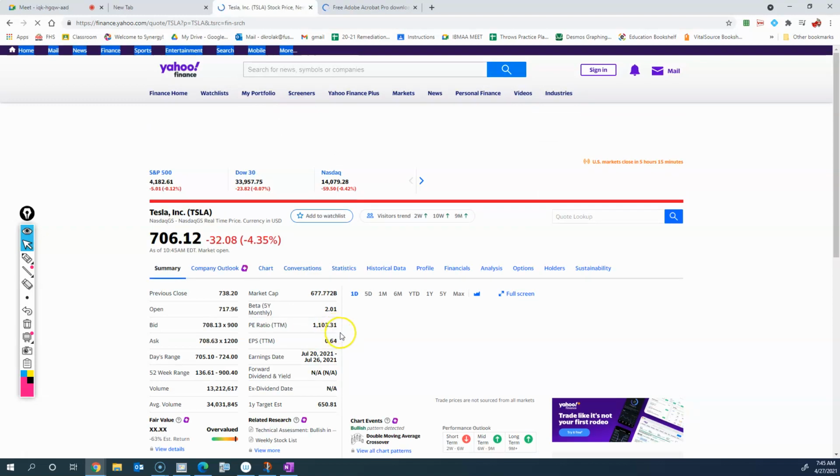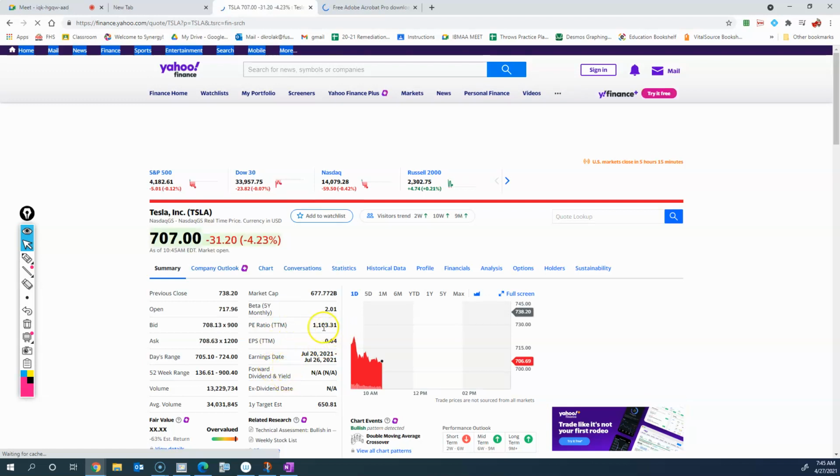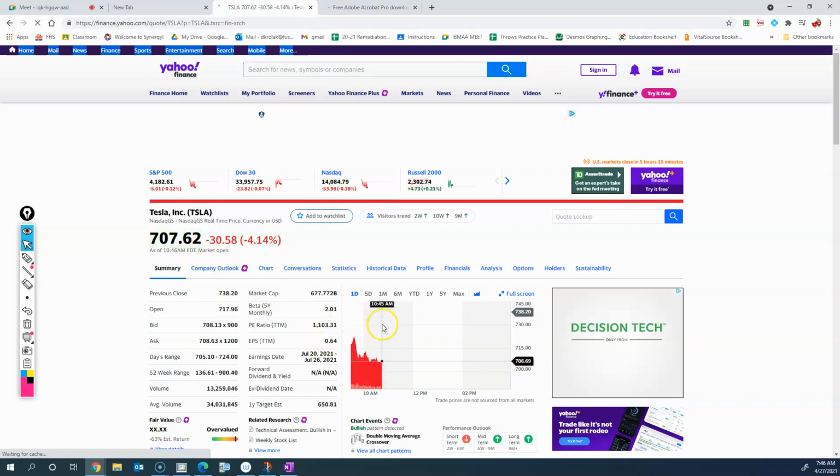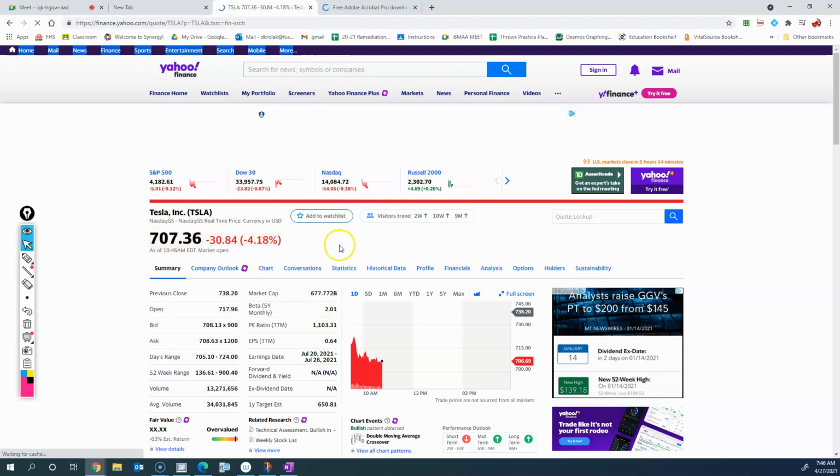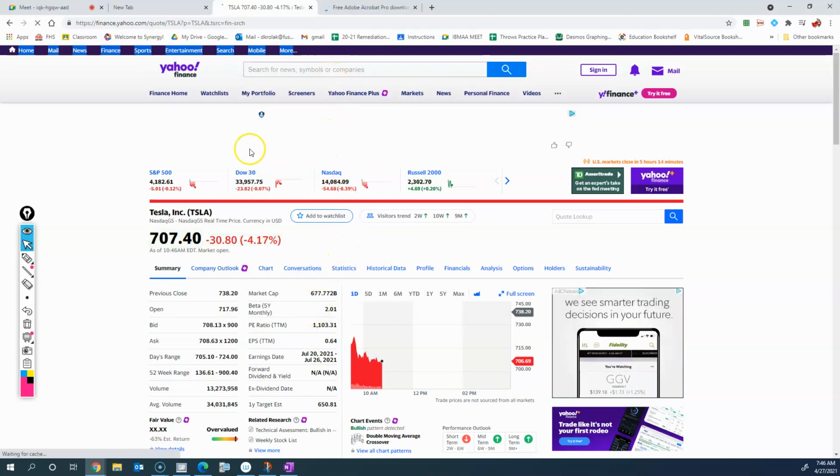It's 1,000. So investors are willing to pay $1,000 to get $1 of Tesla profit. So this company right now is probably really overvalued. You're not getting a lot for what you're putting in. However, people are banking that Tesla is going to go up and up and up. So they're willing to pay more to get a piece of the action than, let's say, if you were buying Walmart or Target or Ford, a company like that.